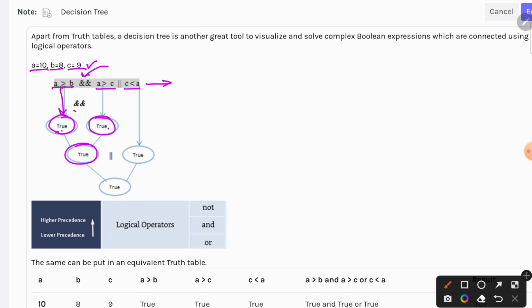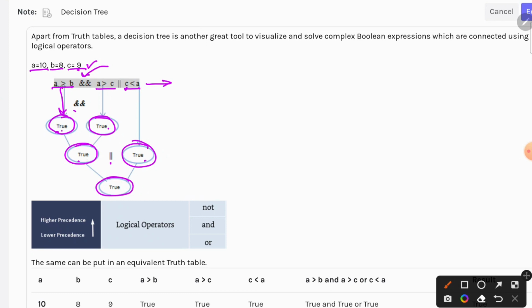On the other side, is C less than A? C is 9, A is 10. Is 9 less than 10? Yes, so answer is also true. Now you have got two truths, true or true, and we have learned from the truth table, when true and true both are true, the final answer is true.